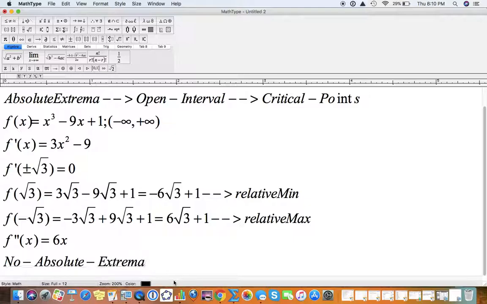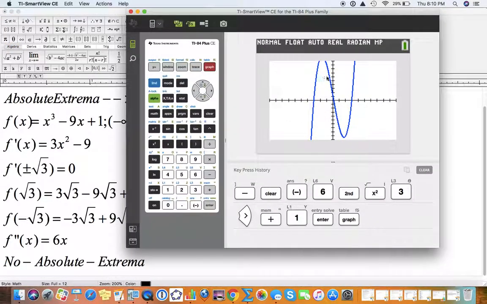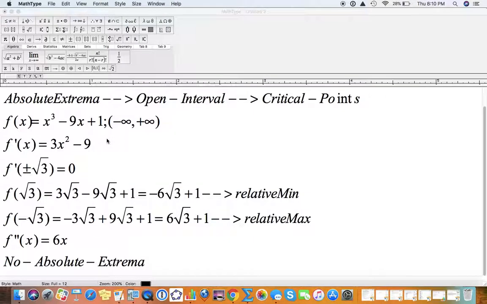because we know in our mind's eye that our graph looks like this. Here is my relative min and my relative max. This is negative square root of 3, and this is positive square root of 3. But you can see my function will extend beyond that. So with an open interval, I don't have either absolute extremum, but I still have those relative extrema. I hope this video helps, and we'll look at more problems next class.